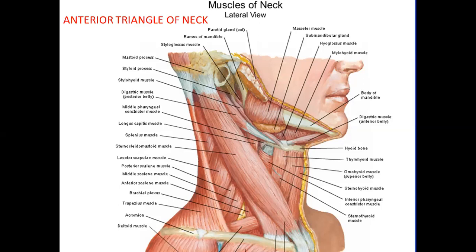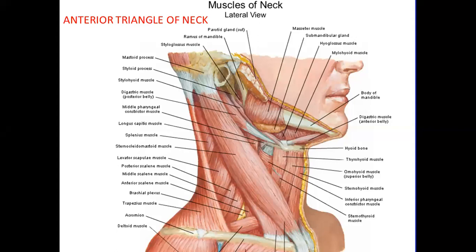So the boundaries, if you see this diagram: anteriorly you have a midline, from symphysis menti to suprasternal notch. The posterior boundary is sternocleidomastoid. The upper boundary is the lower border of the mandible, then the angle of the mandible and a line from the angle of the mandible to the mastoid process. That is the superior boundary. And the apex is directed downward at the jugular notch. So this is the anterior triangle.